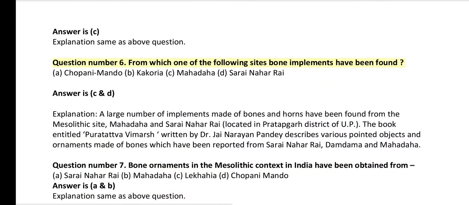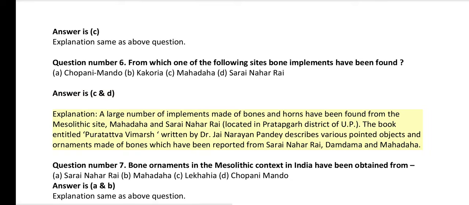Question number 6. From which one of the following sites have bone implements been found? A. Chopani Mando, B. Kakoria, C. Mahadaha, D. Sarai Neher Rai. Answer is C and D.